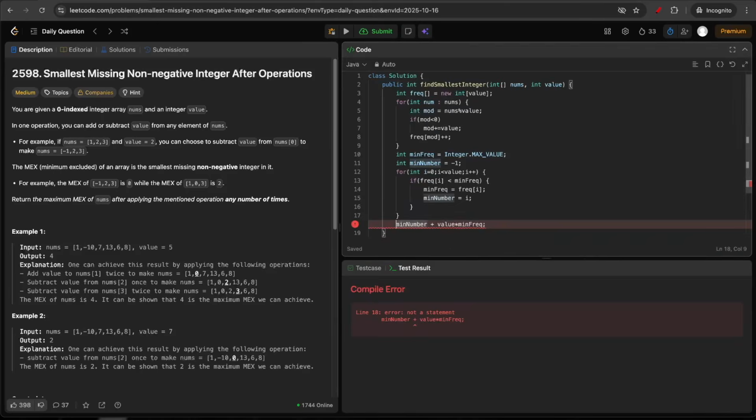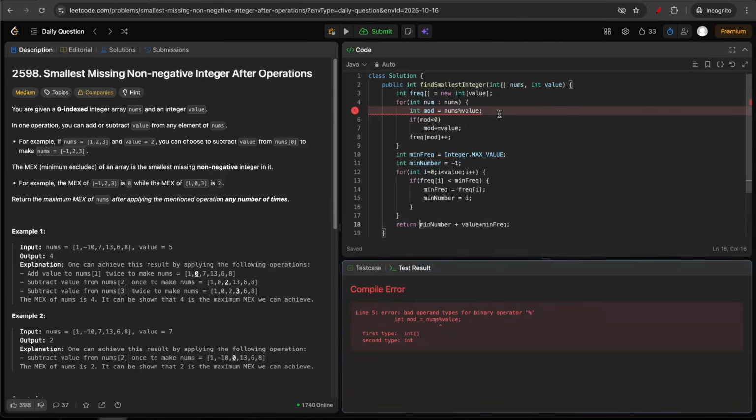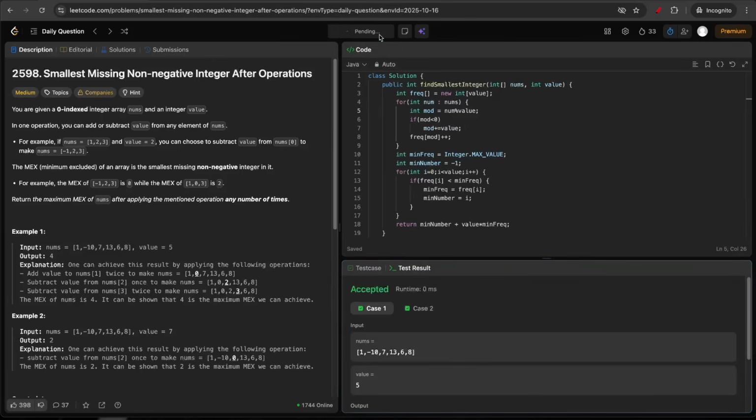Okay, return. What is this? Mod equal to num percentage value. Yeah, let me submit.